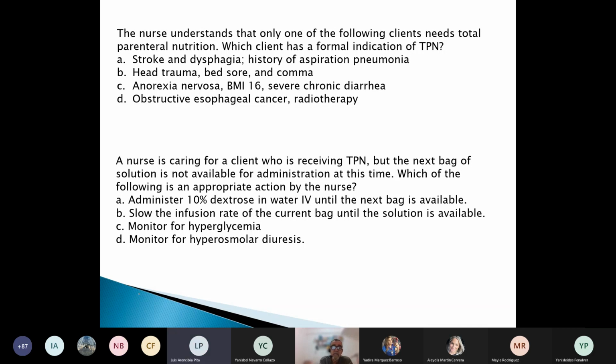Anticonvulsant as well. Yes, anticonvulsant could be another example of medication. Absolutely, yes. Okay.